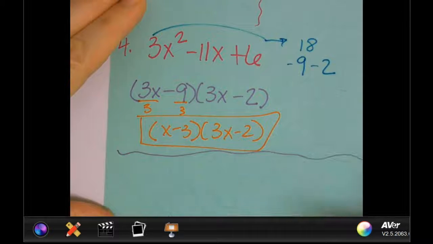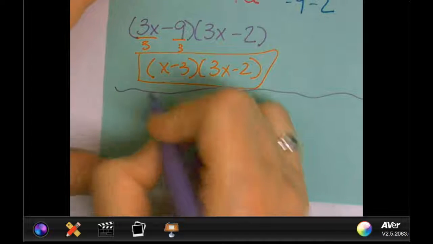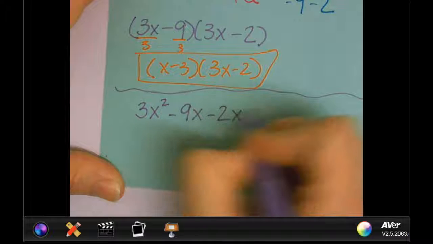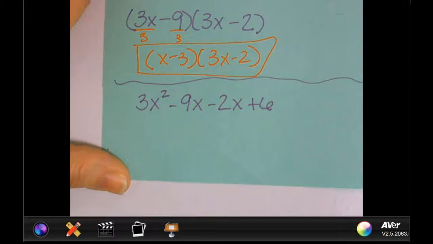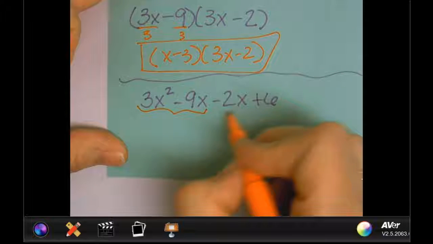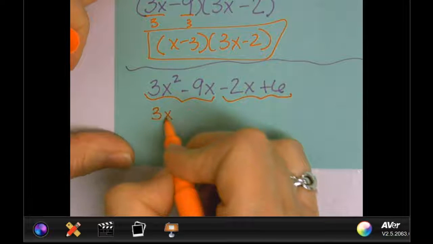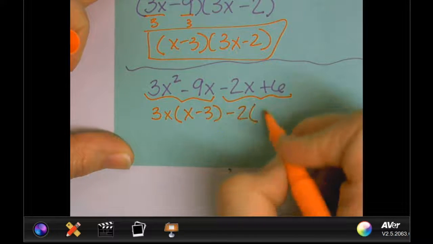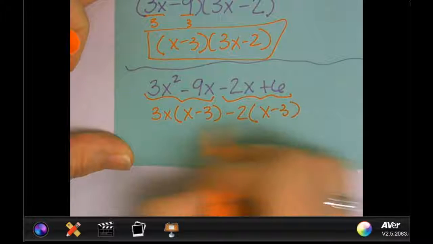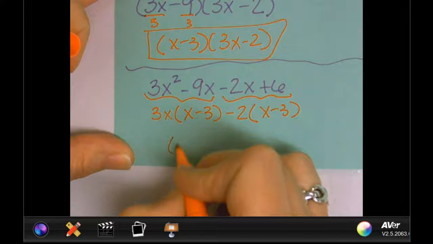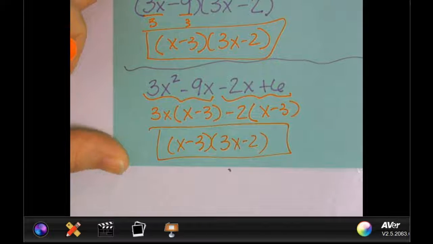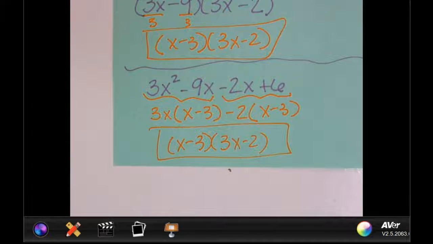Right? I could do it by grouping. So if I look at it as grouping, it would be 3x squared minus 9x minus 2x plus 6. Right? So I'm going to get these two together and these two together. So here I can factor out a 3x. This gives me x minus 3. Here I would factor out a negative 2, which gives me x minus 3. Remember, these should match. If they don't, that's a problem. So then I get x minus 3 out here and 3x minus 2. You find what works for you and you stick with that, and really consistency is kind of the key there. Okay, we good? All right.